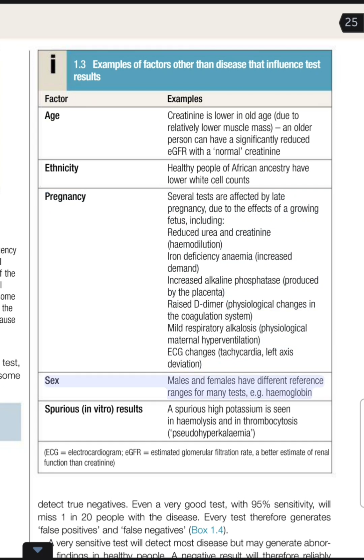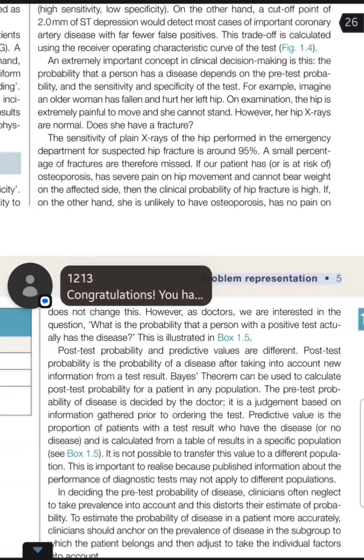Sex: males and females have different reference ranges for many tests, e.g. hemoglobin. Spurious, in vitro, results: a spurious high potassium is seen in hemolysis and in thrombocytosis, pseudohyperkalemia. ECG equals electrocardiogram. eGFR equals estimated glomerular filtration rate, a better estimate of renal function than creatinine.